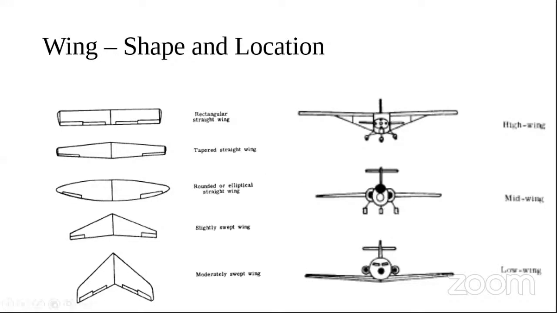Right. Now, this high wing, mid wing, and low wing, again, it depends upon what kind of mission you need. Now, if you have a cargo aircraft, this is a very good configuration because you can load and unload below the wing. If you want a continuous wing, then you can go for a low wing. And then this mid wing is mainly for military aircraft.